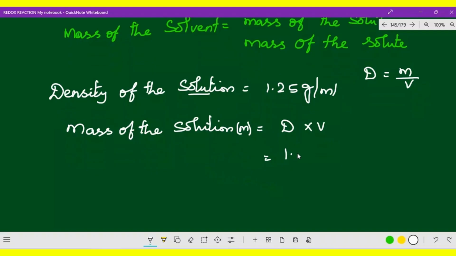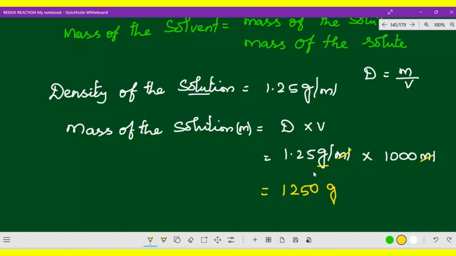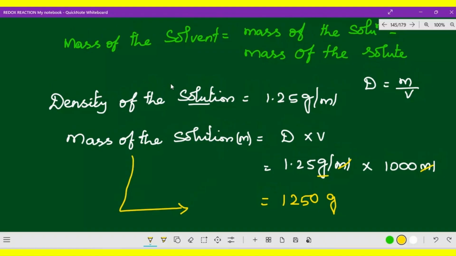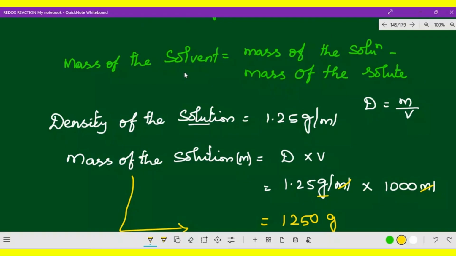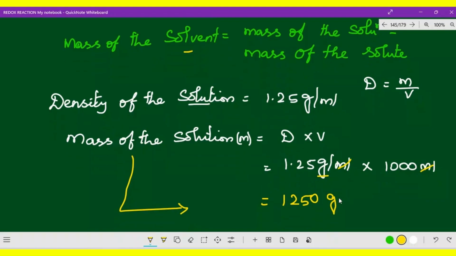D is 1.25 gram per mL into the volume of the solution, 1000 mL. So mL and mL will be cancelled. The answer you will get is 1250 gram. So the mass of the solution we got. As I mentioned, to find the mass of the solvent we need the mass of the solution minus the mass of the solute.